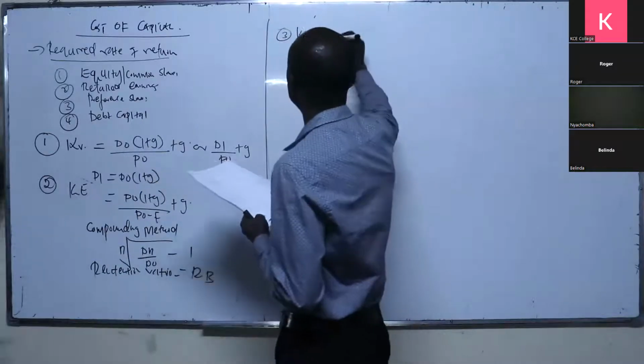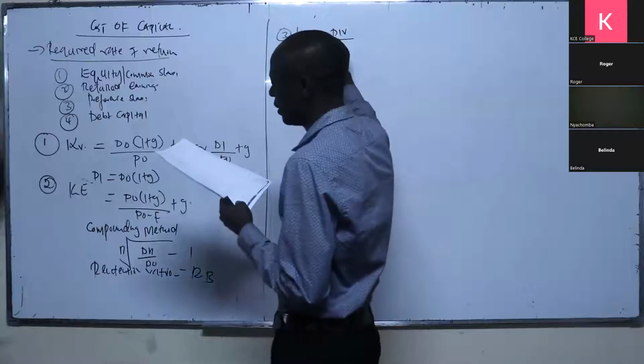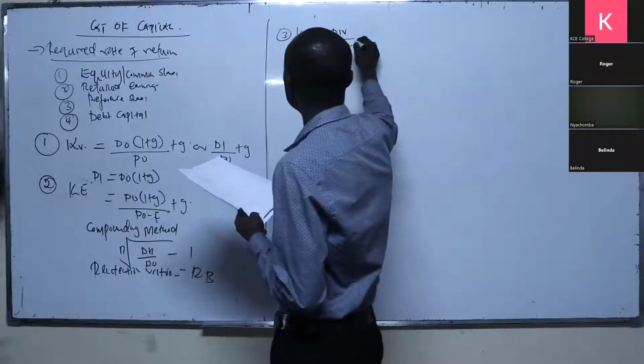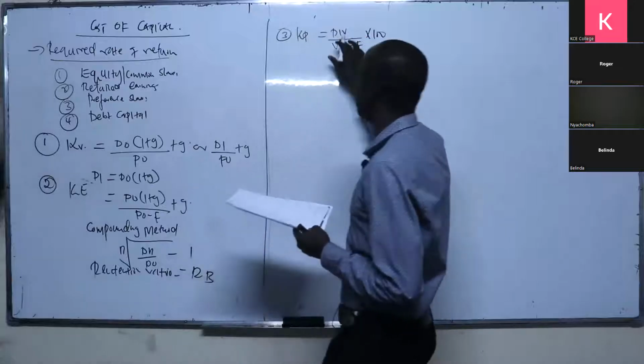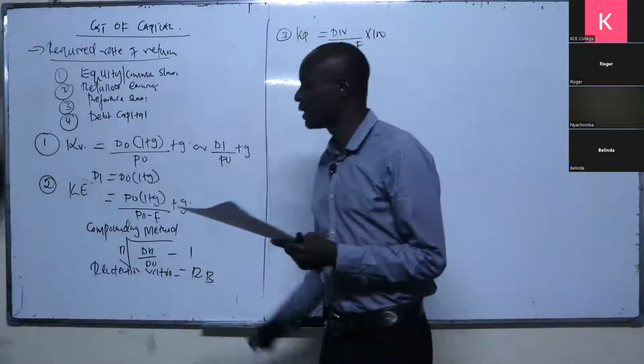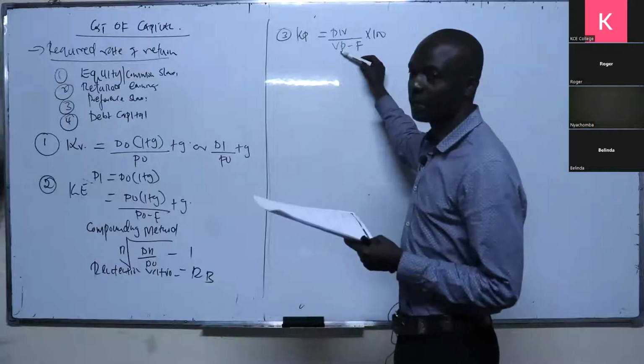One is dividend over VP minus sometimes F, not always, minus sometimes F. Dividend means the dividend paid to preference shareholders, dividend per share, and then this is the market price per share.